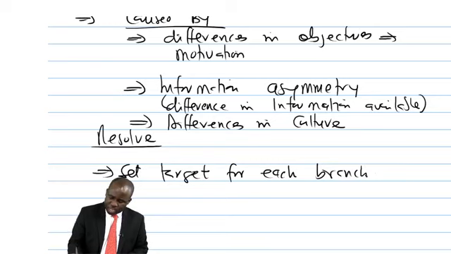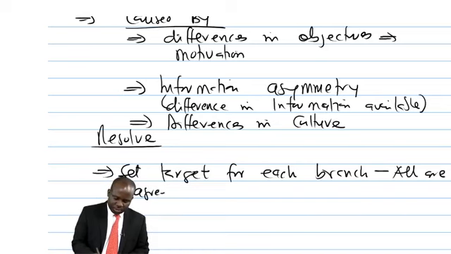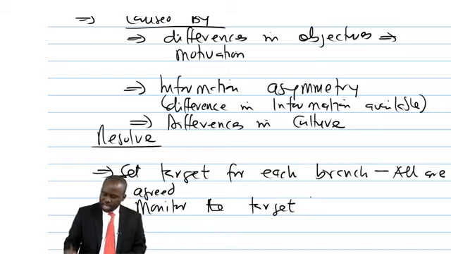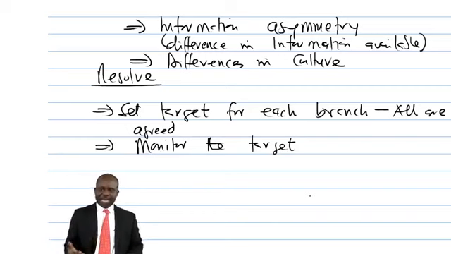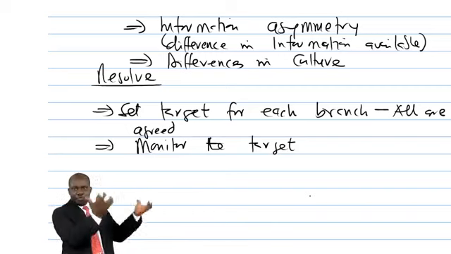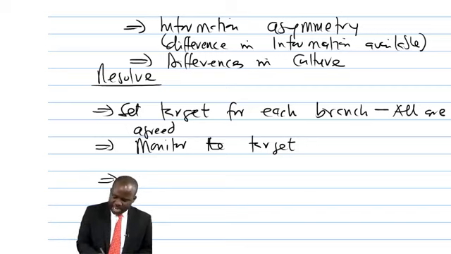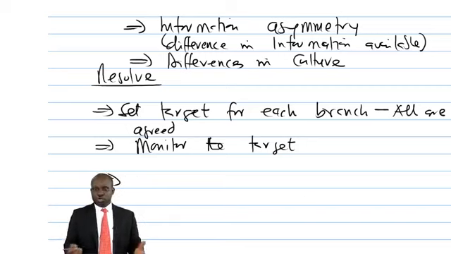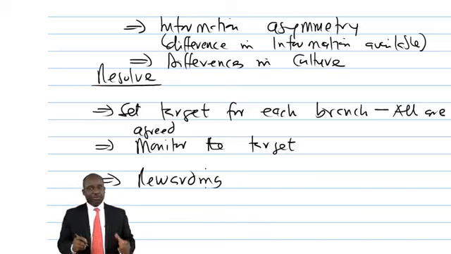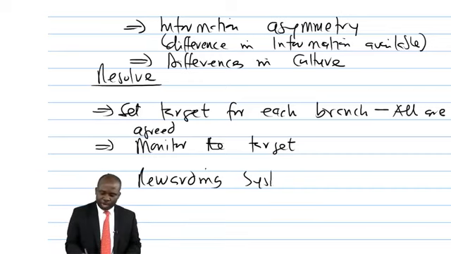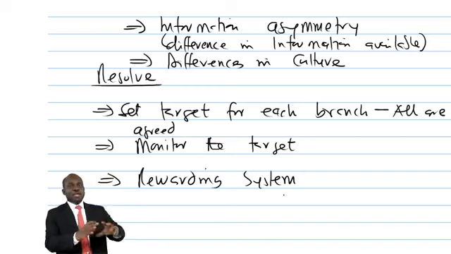To resolve it, we need to set target for each branch. And we have to ensure that all are agreed. Every manager agreed to it. You would have to obviously monitor the target. And when you monitor the target to ensure are they actually moving according to the target, otherwise it will not bring to the level of the corporate objective. Then monitor, and then when you are monitoring, you need to reward. The rewarding system is where you have to be very careful.